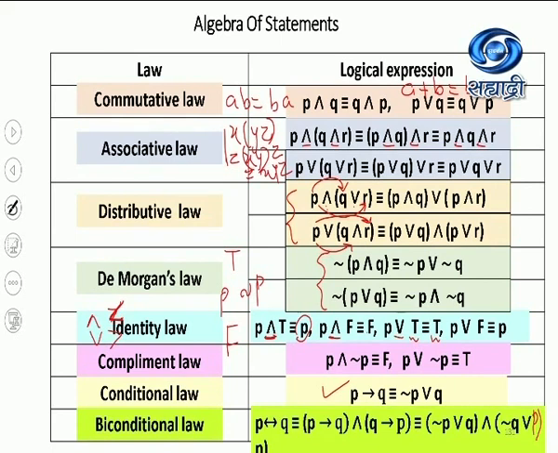Complement law is very simple. It's like the complement law in your set theory. We all know A intersection A complement is phi. Phi in set theory and F in logic is one and the same. A complement and negation P is one and the same, whereas universal set X and T in logic have the same meaning.